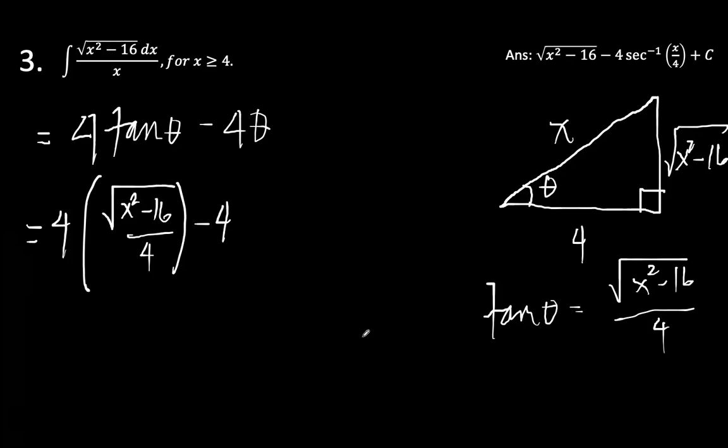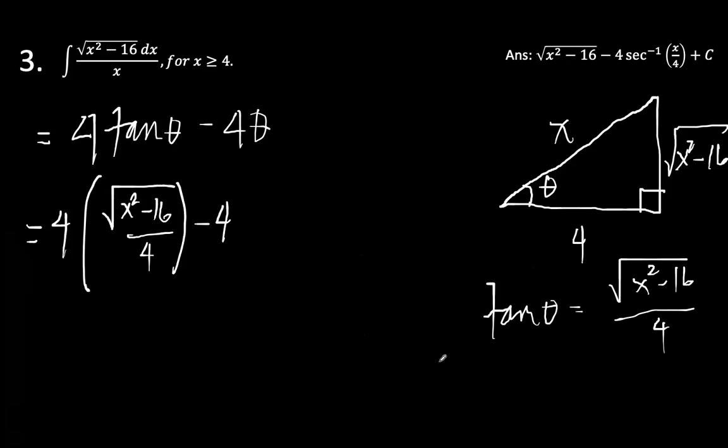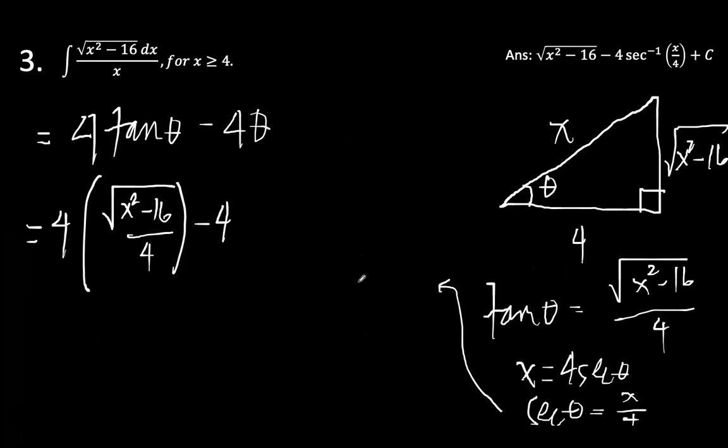What is theta equal to? We know that x is equal to 4 secant theta. So let's solve that here. X is equal to 4 secant theta, and secant theta is equal to x over 4, right? For us to find theta, secant theta is equal to x over 4, and theta is equal to the inverse of secant of x over 4. So this is now our theta.